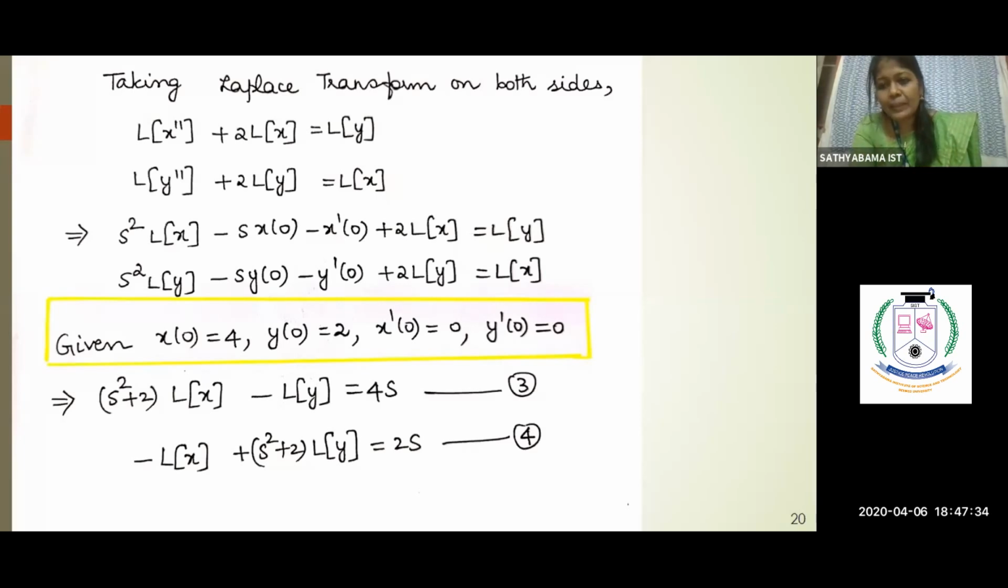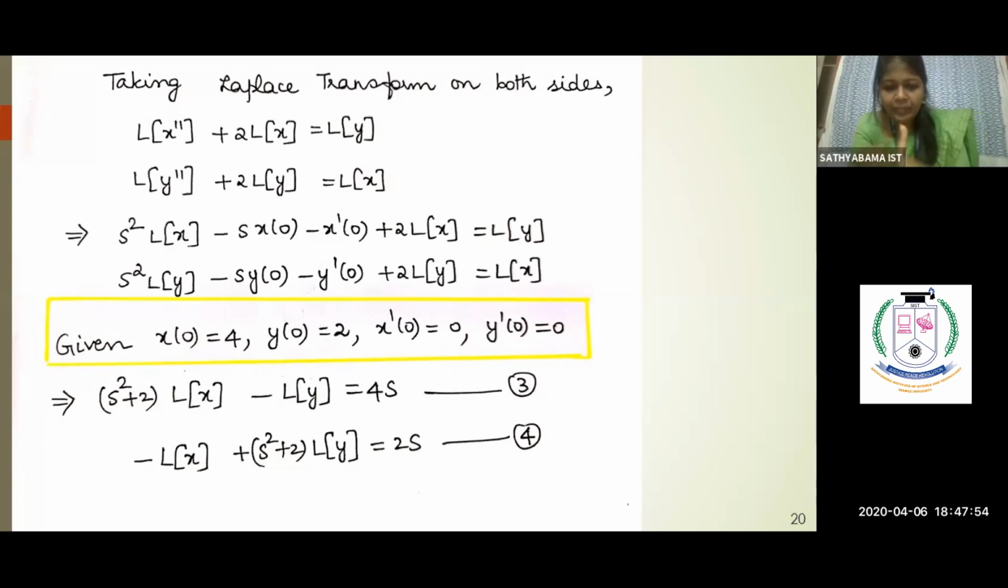We have successfully brought it down to 2 equations, 2 unknowns. What are the 2 unknowns? L of x, L of y. Now what should you do in the next step? You should eliminate one variable from here. Either eliminate L of x or L of y. Okay, now let's eliminate L of x because we've been eliminating L of y so many times. Let's eliminate L of x now.